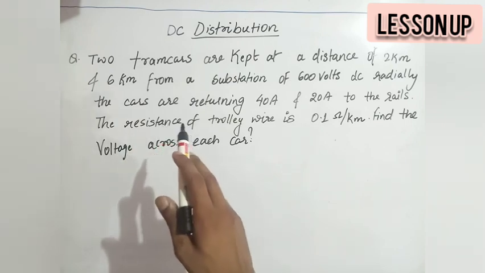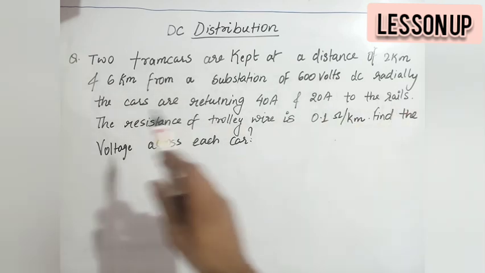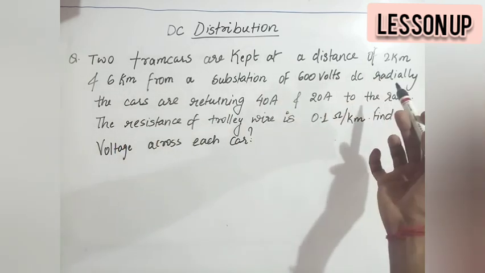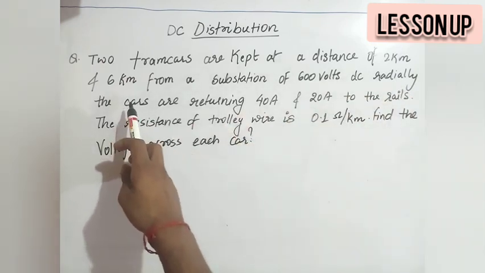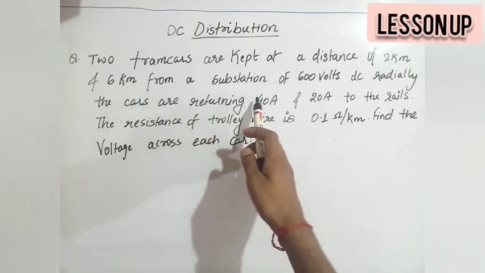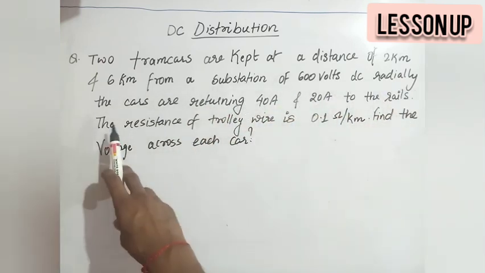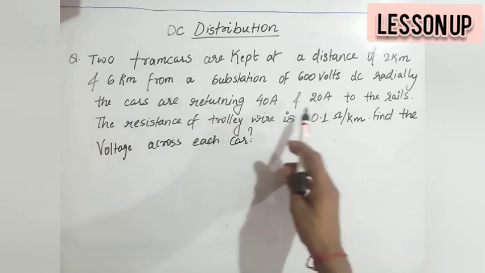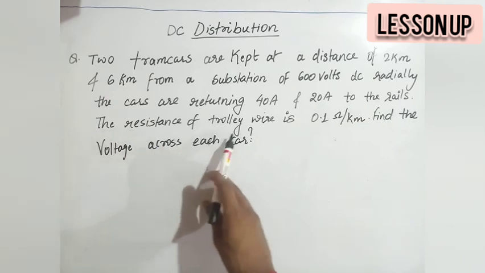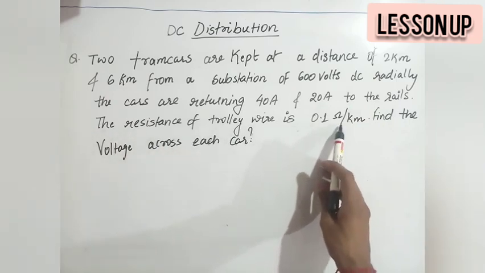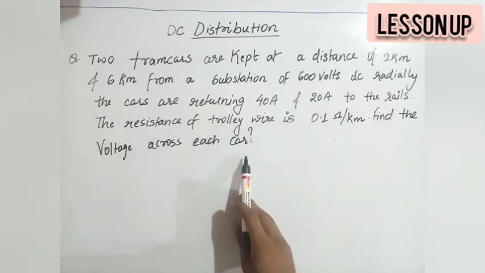Two tram cars are kept at a distance of 2 km and 6 km. The first tram car is at 2 km and the second tram car at 6 km from a substation of 600 volt DC radially. The cars are returning 40 ampere and 20 ampere to the rails. The resistance of trolley wire is 0.1 ohm per kilometer. Find the voltage across each car.